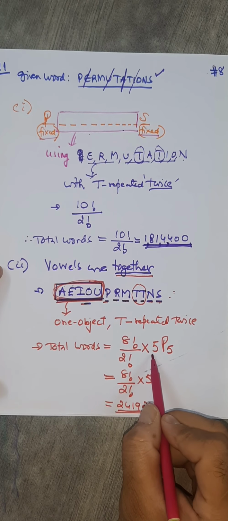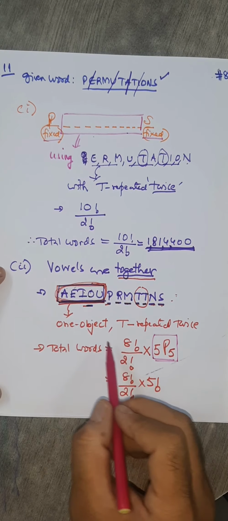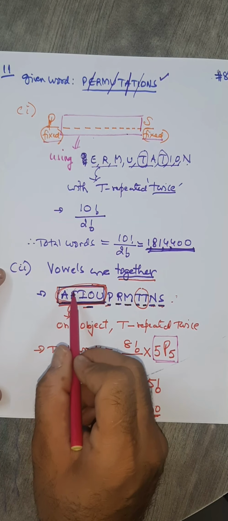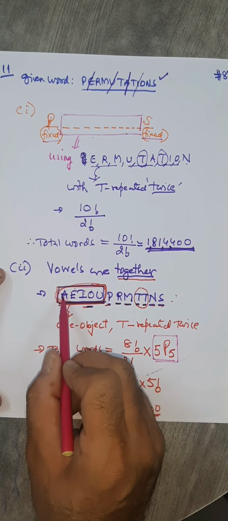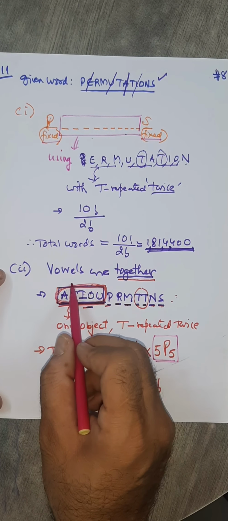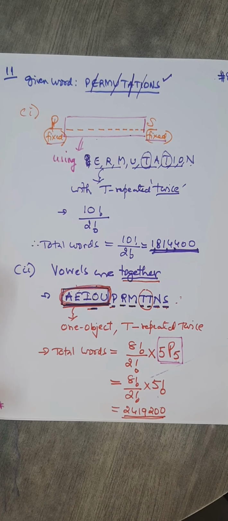I'll just repeat this. Why 5P5? Where does this come from? This much is clear to you. These 5 vowels can be permuted internally: I can put U in front, or O in front, and so on. So the question is how many ways can this be internally rearranged? That is 5P5, which is 5 factorial ways. That's why we have this. Last sub-question for you. Try it.